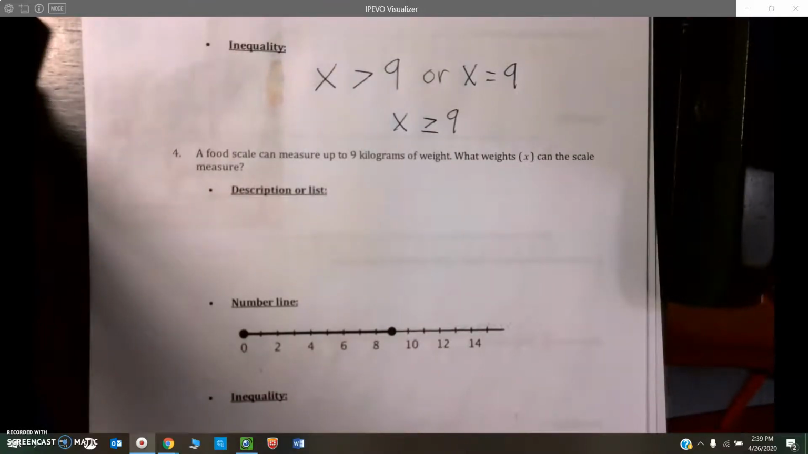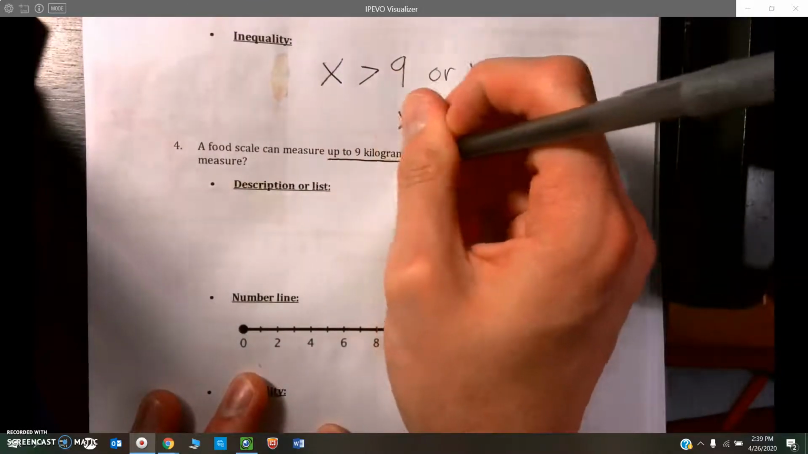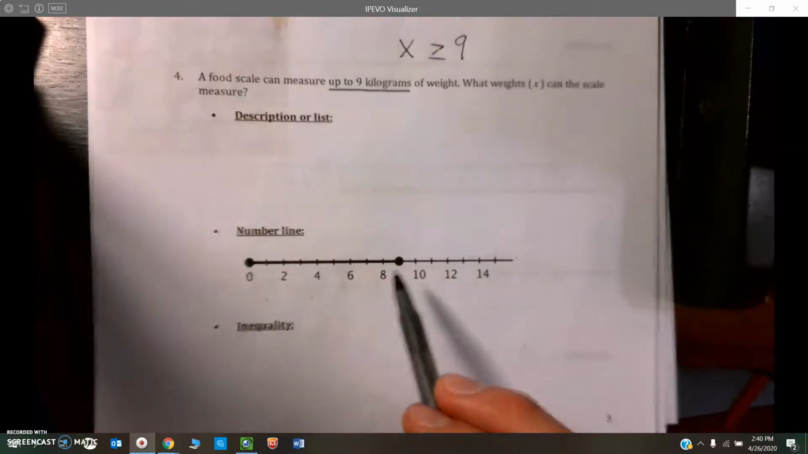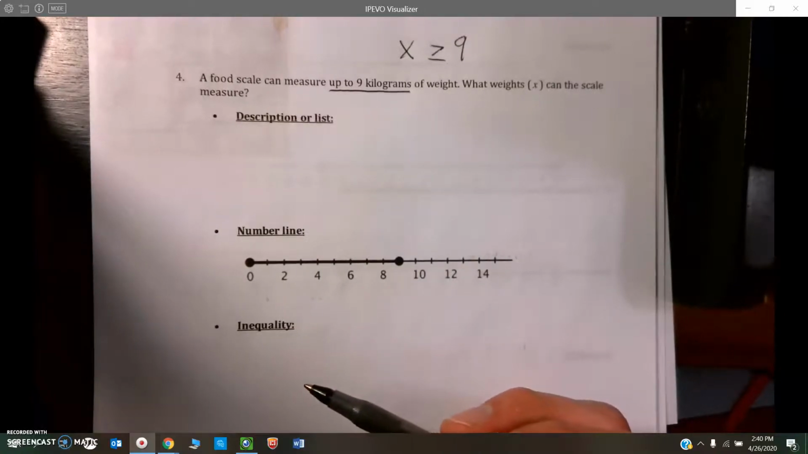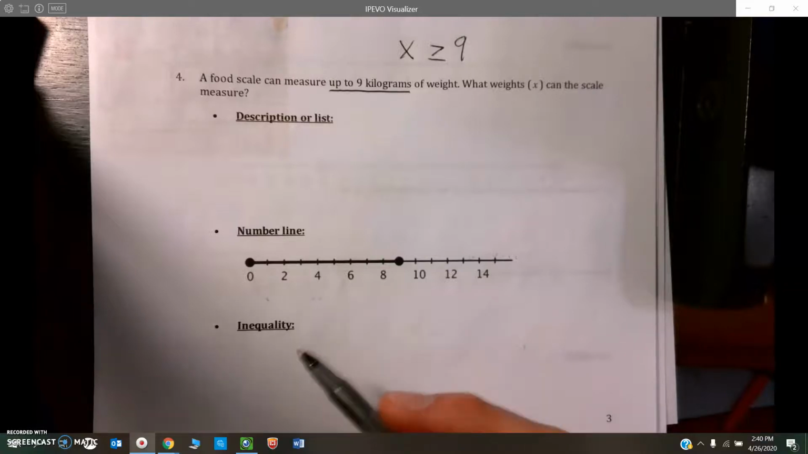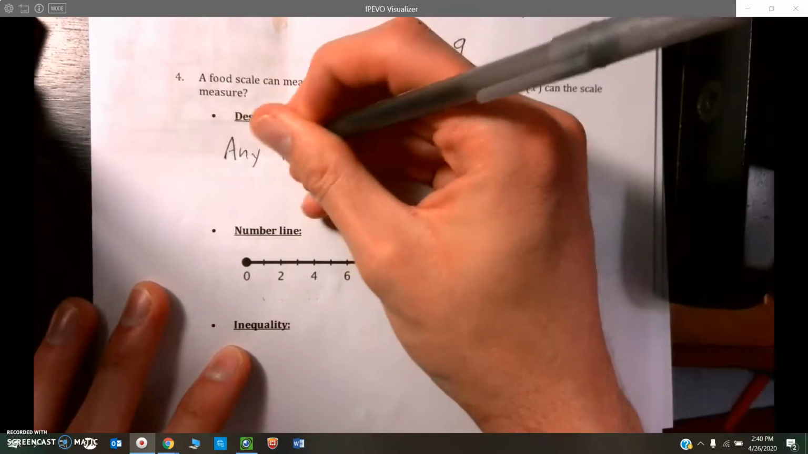And for the next one, a food scale can measure up to 9 kilograms of weight. What weights can the scale measure? So once again, we're talking about weight, so decimals and fractions can be included. And if we look at our number line, it's got 2 dots. It stops at 0. Why aren't there any negatives? Because is there such a thing as weighing a negative weight? No.